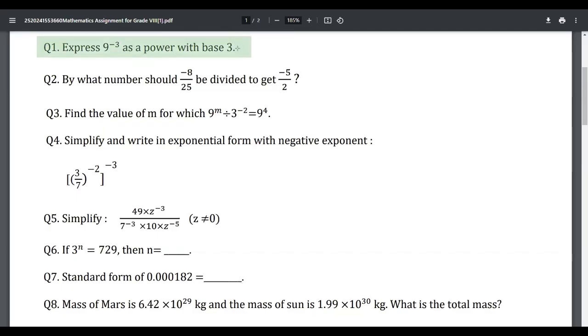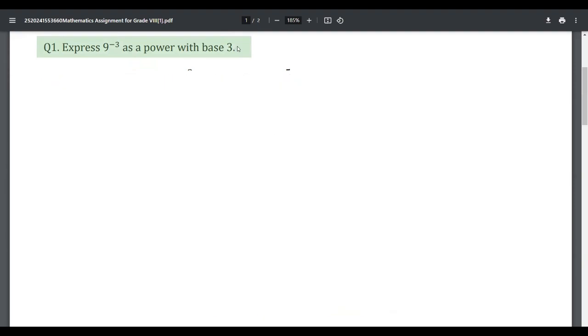In the first question, we have to express 9 raised to the power minus 3 as a base of 3. Now you see what is our base here? The base is 9. We have to express this as a power with base 3. One more time, the base is 9 here. The base 9 has to be written as a base of 3.